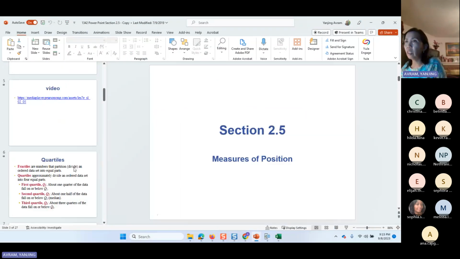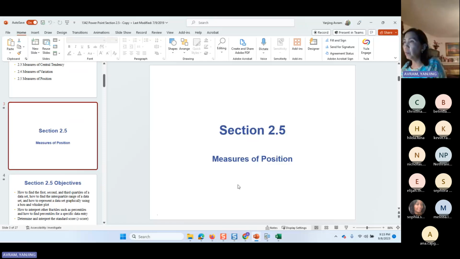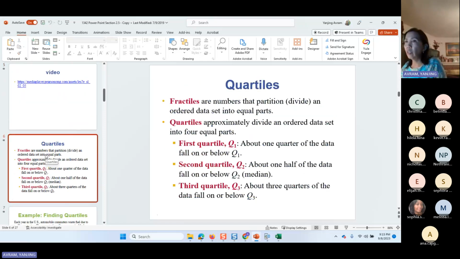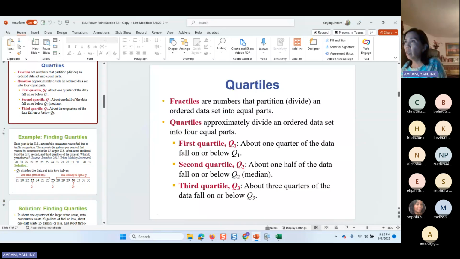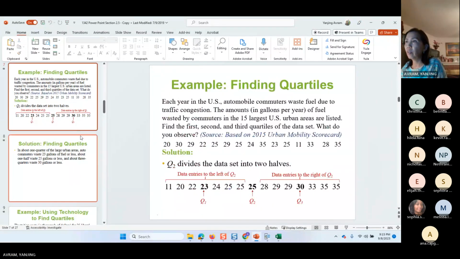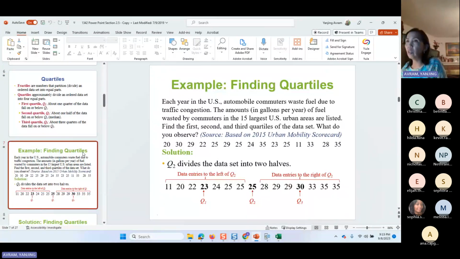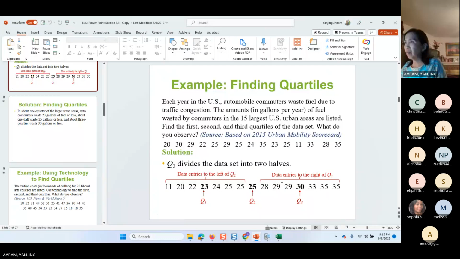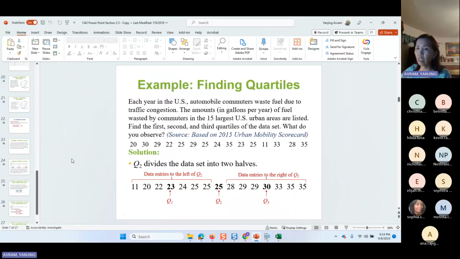Okay, so the last section of the chapter here is the measures of position. Okay, so we have a little bit of quartiles. You have to know how to find the first quartile, second quartile, third quartile. All right, and fractiles. Okay, so finding the quartile, you usually use a little bit more in statistics, right? So basically, finding a quartile is very easy.